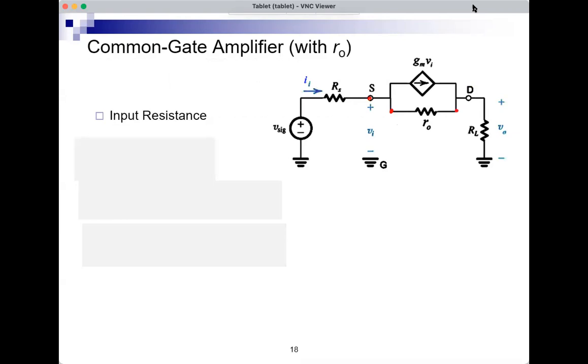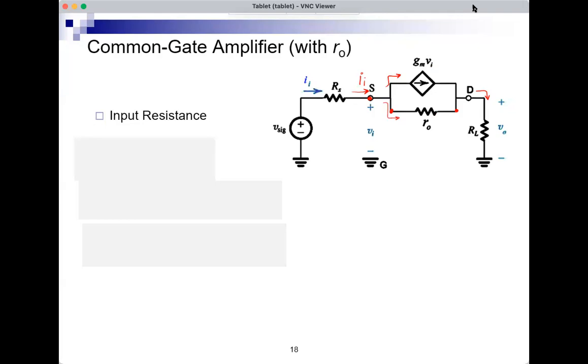So this is my input at the source. This is the input current. And this is my output current. And the MOSFET GMVGS would be minus GMVI, because VGS is minus VI. And we added RO. So let's see what happens to, say, the input resistance in this case. Well, of course, it will be VI over II, but now II is no longer equal to GMVI only. This is the input current, and it will split in two. So it will be this plus this. So GMVI plus the current in RO.